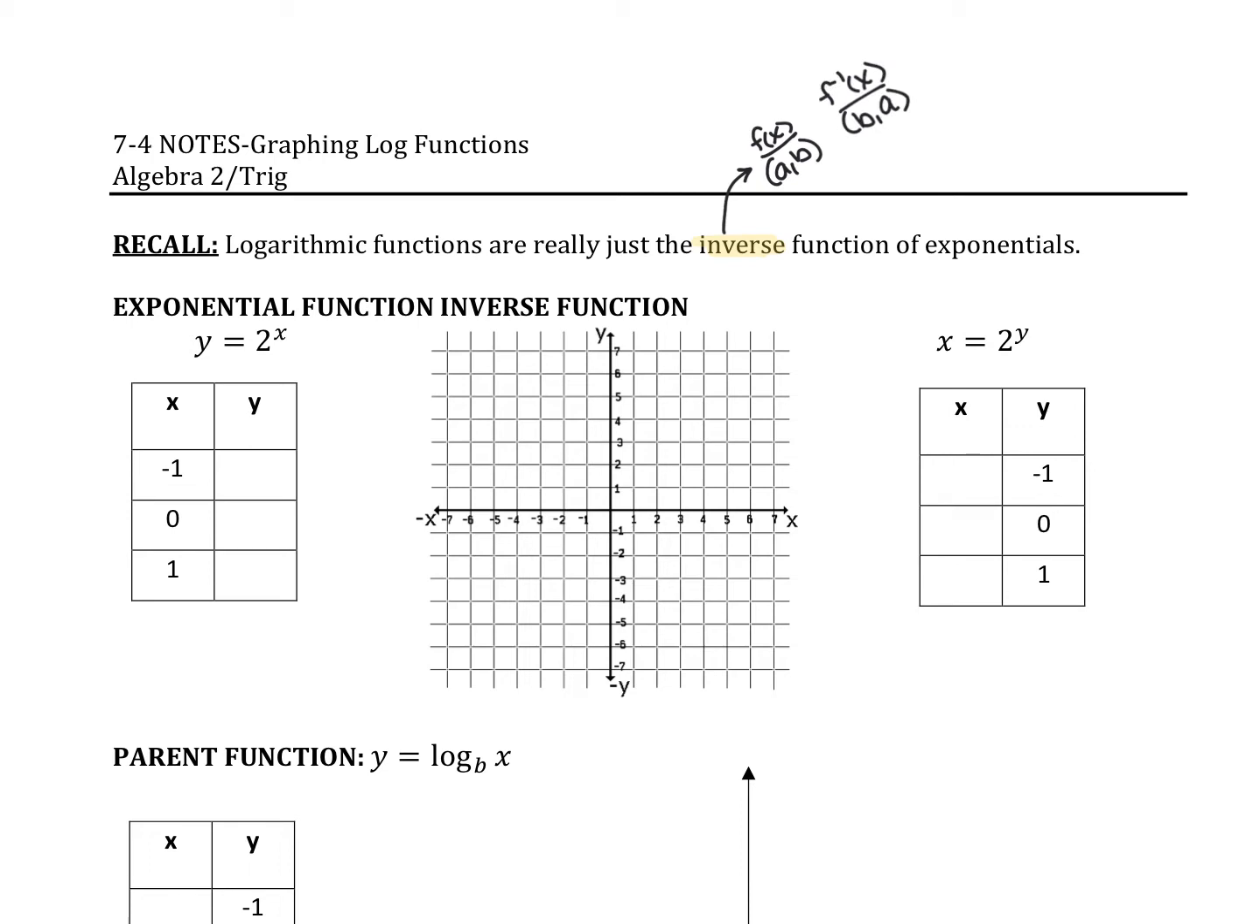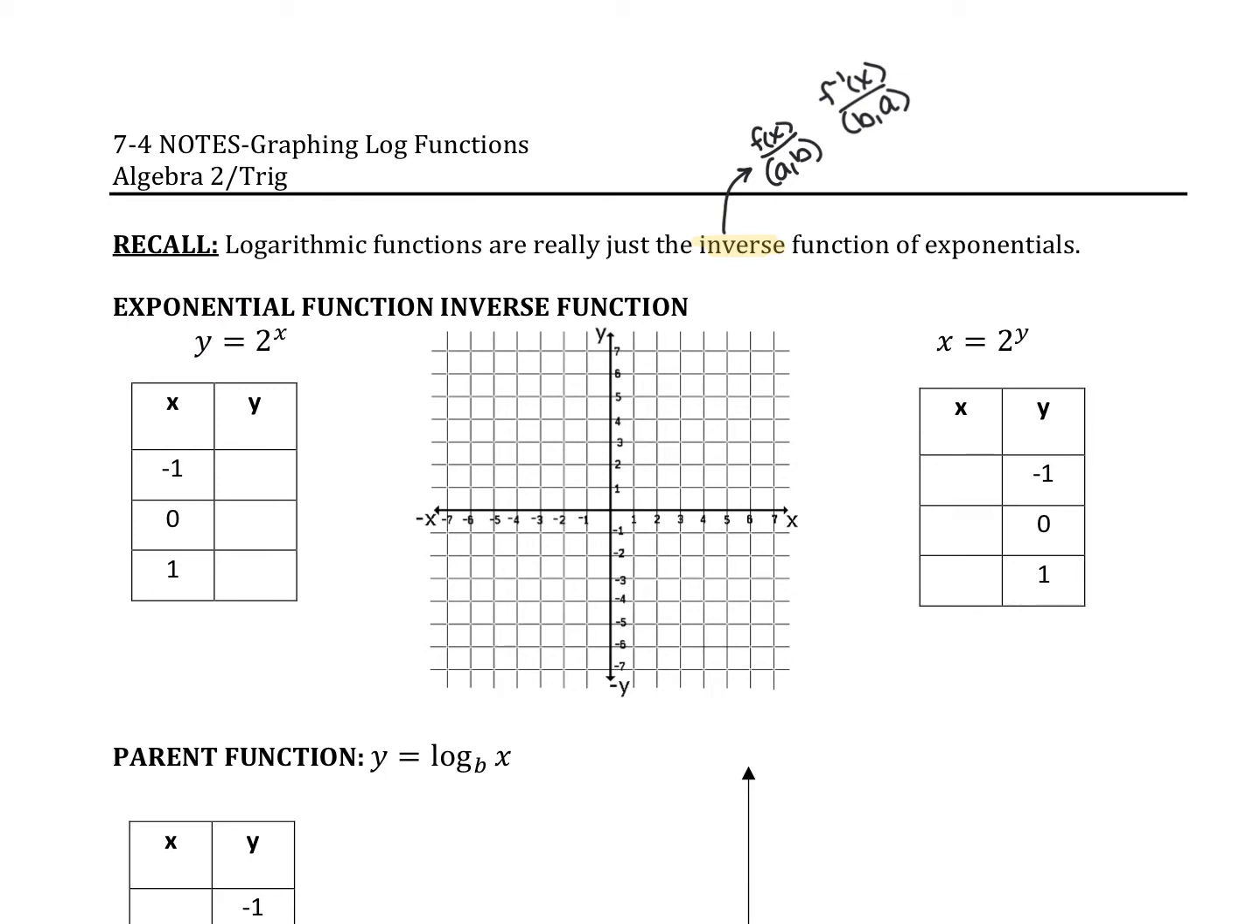So what was the x in the original becomes the y in the inverse, and what was the y in the original becomes the x in the inverse. So the domain and the range switch for inverse functions. We're going to use that idea to help us graph. So let's go back to the type of graph that we know. Let's go back and look at our exponential function.